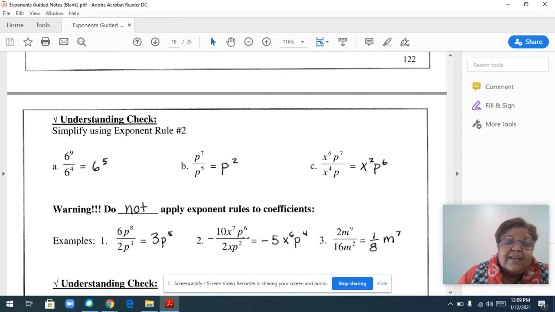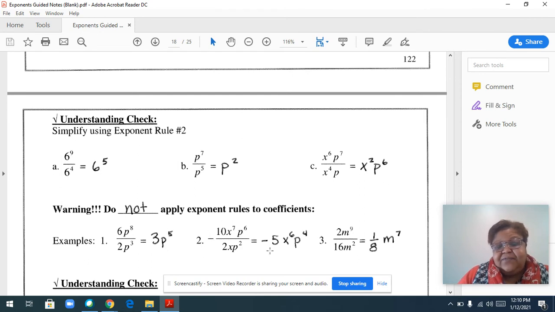Okay, so do not apply the exponent rules to coefficients. So I have 6 times p to the 8th power divided by 2 times p to the 3rd power. 6 is not raised to the 8th power. 2 is not raised to the 3rd power. So in this case, I'm simply going to do 6 divided by 2, which is 3. And then I do p to the 8 minus 3. 8 minus 3 is 5, so that's p to the 5th.